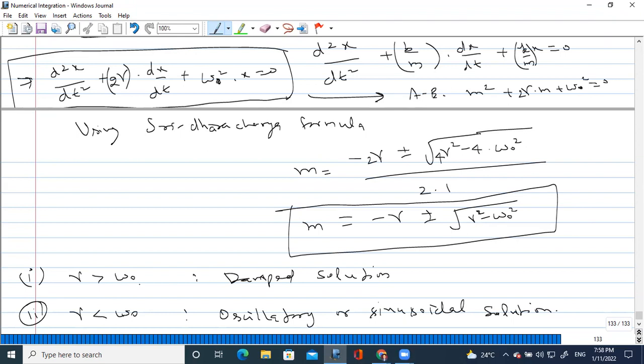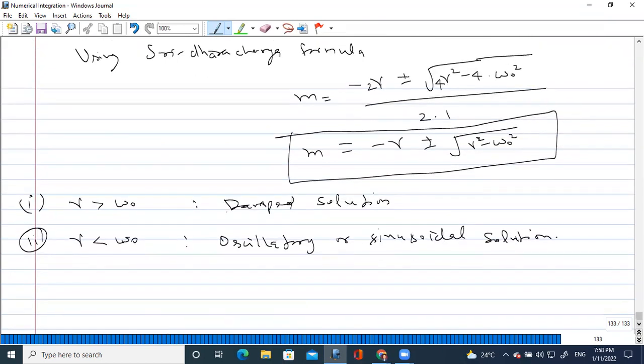Okay, if gamma is greater than 0 and these values are real, and because gamma is the constant for damping, so a damped solution will be there. If gamma is less than 0, it is imaginary, and imaginary always gives you a sinusoidal or oscillatory solution. Okay, so note this down quickly, then we will go to some problems.